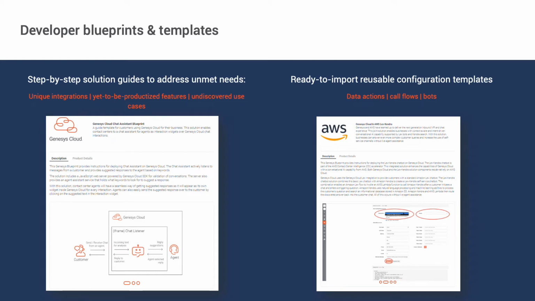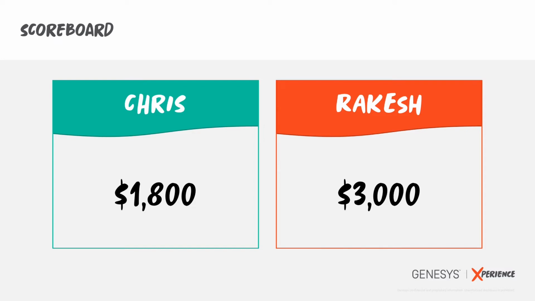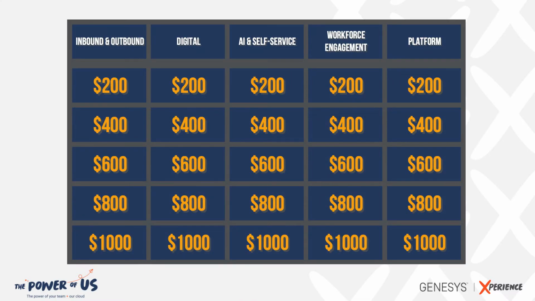So that was a round. That was really impressive. I mean, Rakesh making a big comeback. If we look at the scoreboard, Rakesh has 3,000, and Chris, you're still remaining at 1,800. So we're kind of halfway through. Let's close this out. And I think Rakesh, it's back to you. Okay, let's see. I'll take digital for 200.